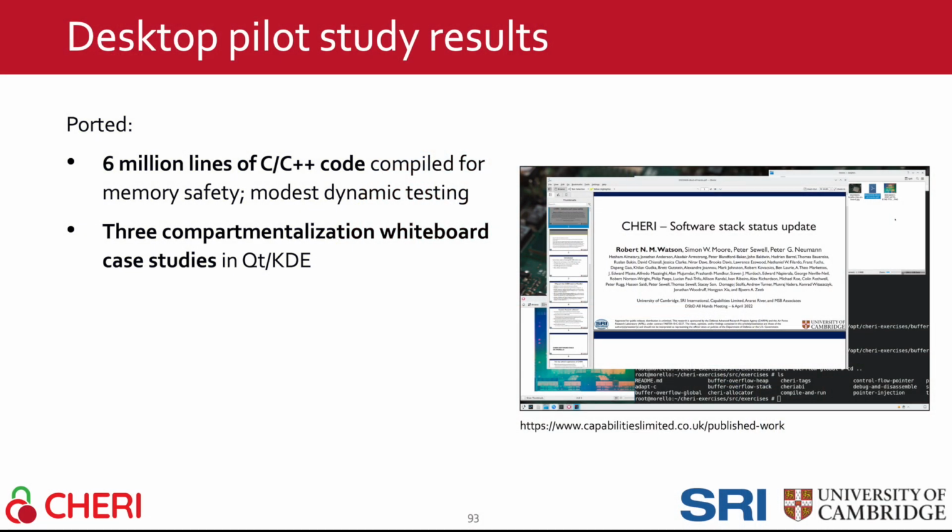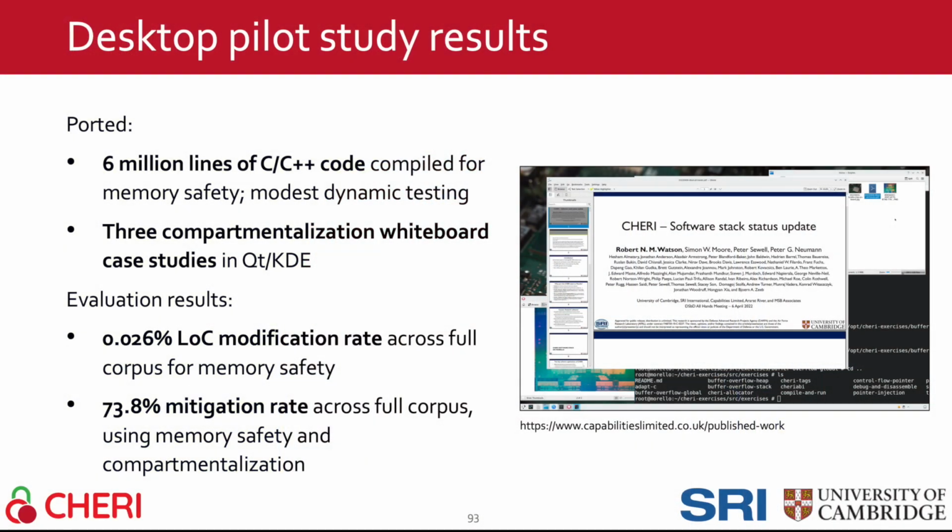We've also had lots of studies. So this is a small pilot study, with a small company, Capabilities Limited. They took a Linux-based or Unix-style desktop stack and just ported 6 million lines of code over about 3 months. And they concluded that they needed to make a few modifications, things like memory allocators, a few bits and pieces, but then got an amazing mitigation rate.